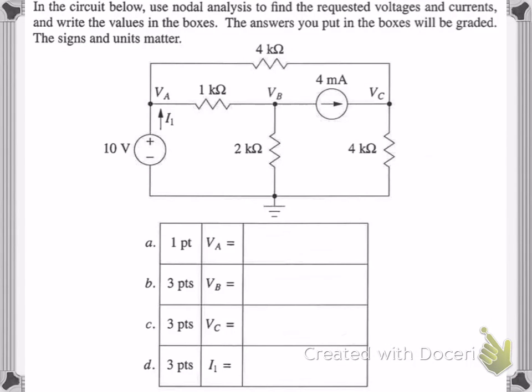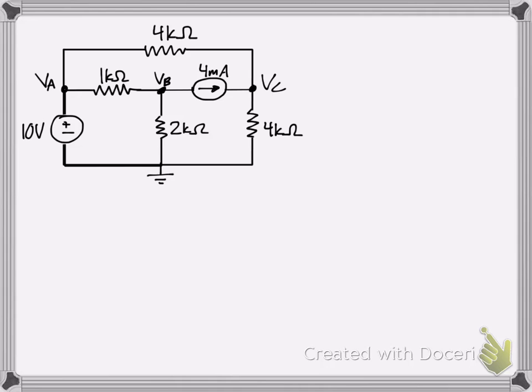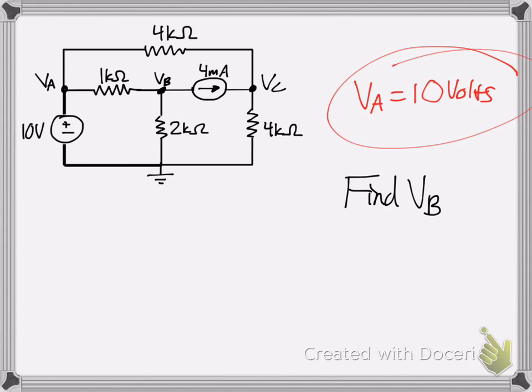Hey everybody, we're going to be taking a look at this circuit here and trying to find VA, VB, VC, and I1 using nodal analysis. So let's take a look. We've got our circuit here, and let's try to find VB first. Well, actually, we already know VA. VA is right above the battery of 10 volts, and there's no other source going there, so VA has to be 10. So cool, we already got the first part right.